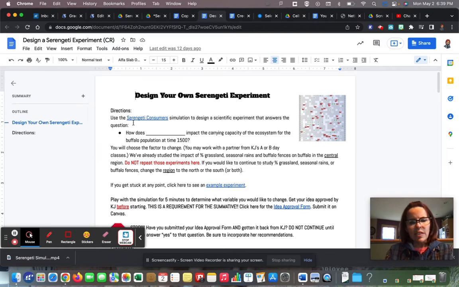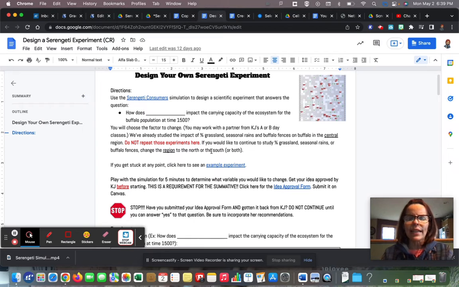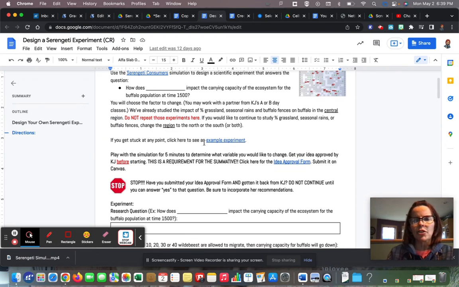It says, using the simulation, you're going to design an experiment that answers the question, how does blank, you decide, impact the carrying capacity of the ecosystem for the buffalo population at time 1500. So that means you're going to run the simulation. You're going to run it 4 times and you're going to run it to time 1500 each time.